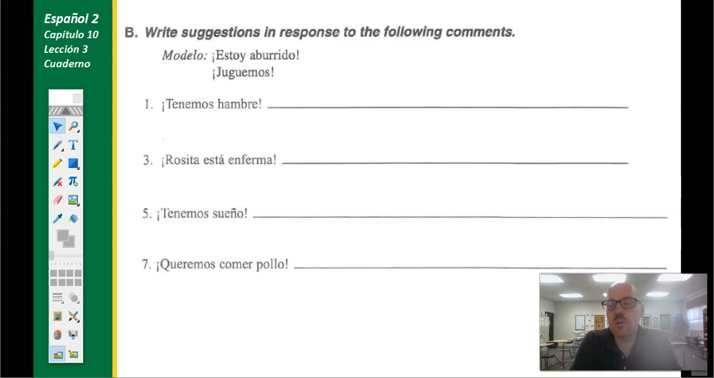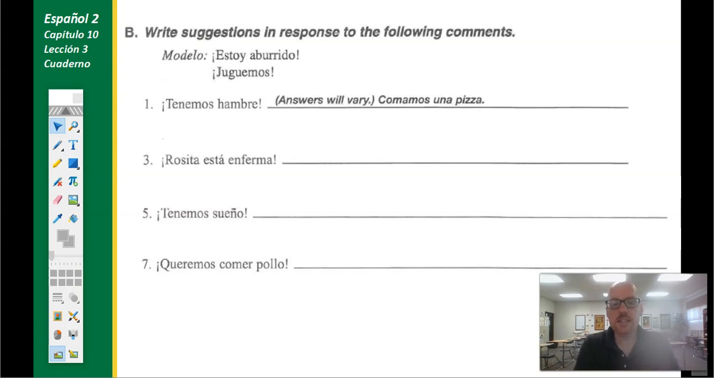The modelo, estoy aburrido, I am bored. Well, there are several things that we could say. Juguemos would be one of them. So your answers might vary here a little bit, but let's make sure we understand what's being said, and then maybe you can check some of your answers with me later. Tenemos hambre. We are hungry. So one possible suggestion we would have would be, comamos una pizza. Let's eat a pizza. Comamos una pizza. Let's eat a pizza. Notice it's the nosotros form of comer, but because it's a command form in the nosotros, we switched to comamos.